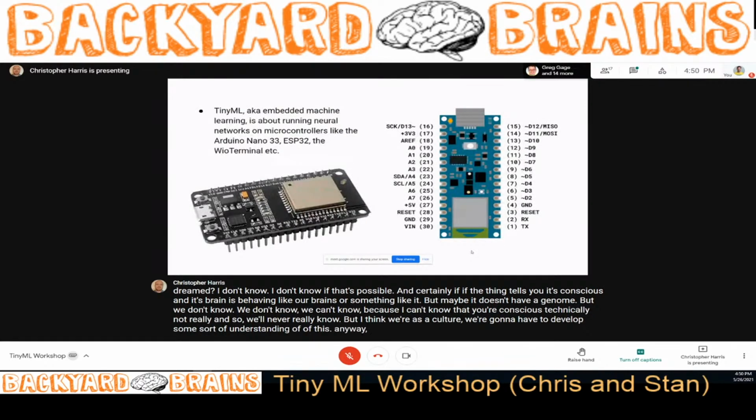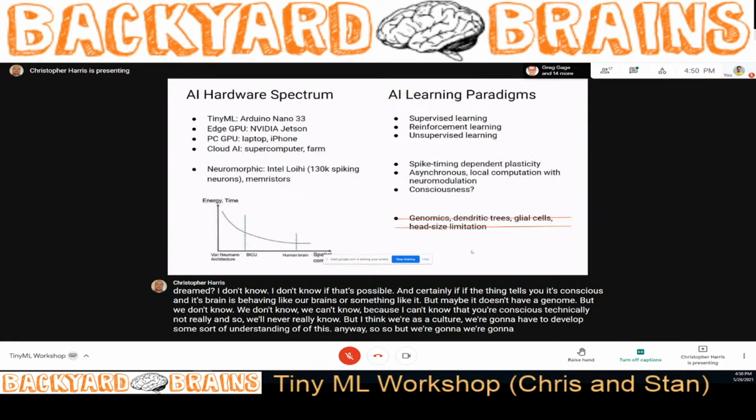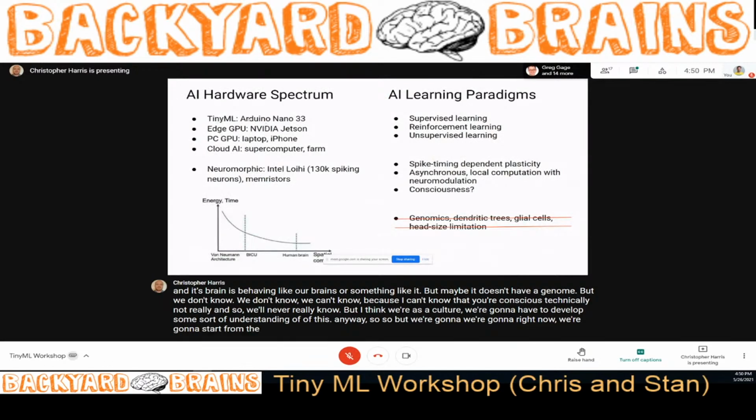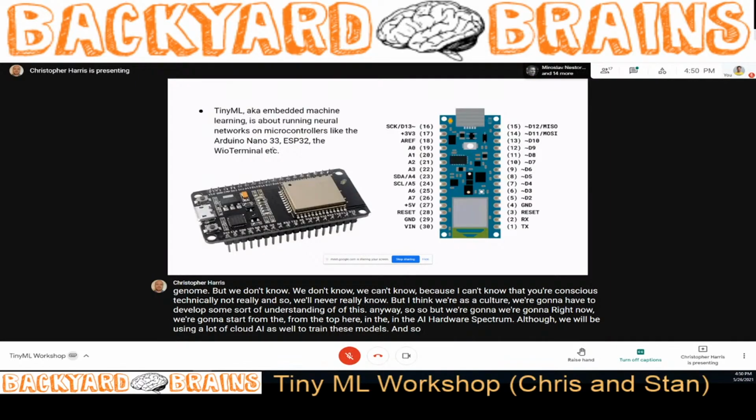Anyway, right now we're going to start from the top here in the AI hardware spectrum. Although we will be using a lot of cloud AI as well to train these models. And so the thing we're going to be using is.